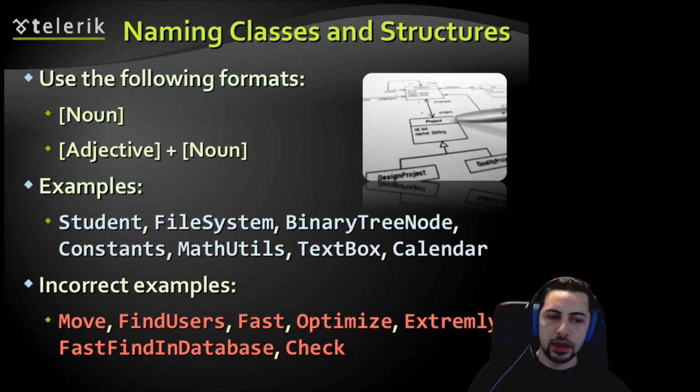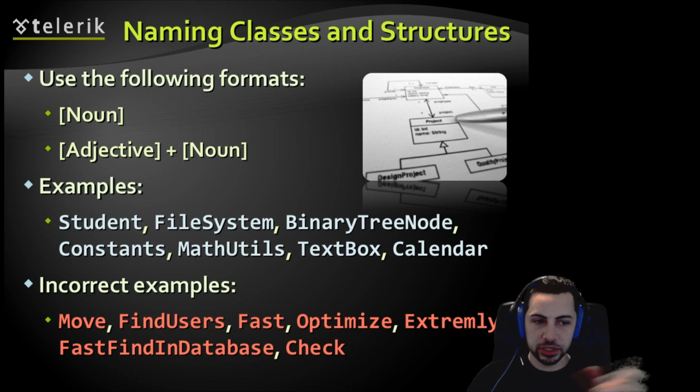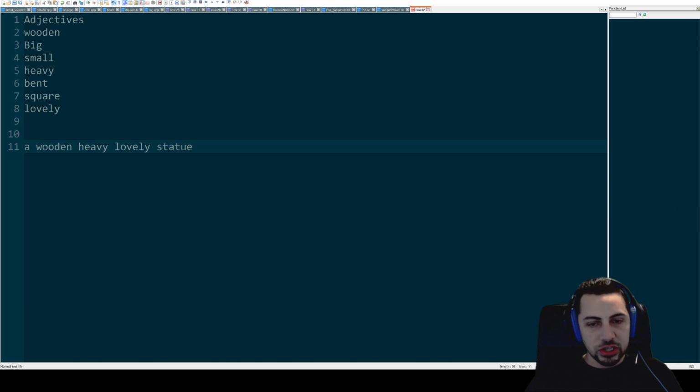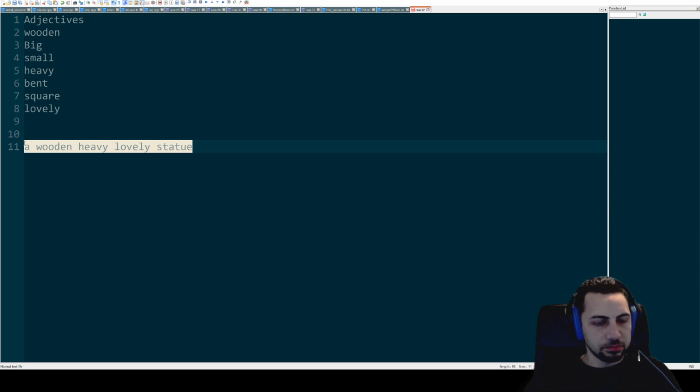When you are naming things, you're either naming them after nouns or adjective plus nouns. So like binary tree node. Tree node is the noun. Binary is the adjective. And this is something that's always fascinated me. And that's why, if you came in a little late, I started with a bunch of adjectives that I had looked up. Did you know that there is an unspoken rule about how adjectives are chained together? So look at this sentence. This is describing a statue, a wooden, heavy, lovely statue.